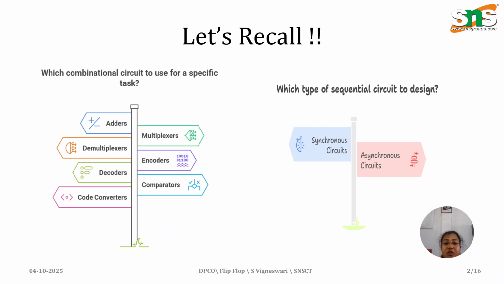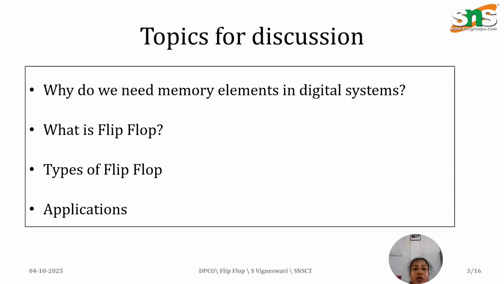So in sequential circuits, we have two categories. One is the synchronous circuit, which is in sync with the clock pulse assigned, and the asynchronous circuit, where we are not going to rely on the clock pulse. Instead, we'll be having a preset and enable, right? Here, the flip-flop deals with the synchronous circuit. So today's topic for discussion is why we need a memory element in digital systems, what a flip-flop is, and the types of flip-flop and its applications.